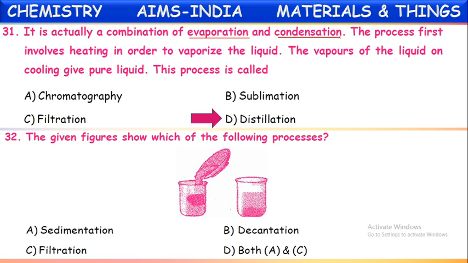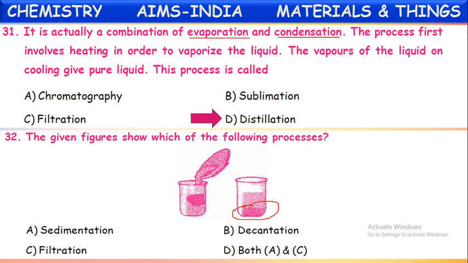the given figure shows which of the following processes? What is the process called here? Observe once here. What are they doing here? First, they have taken a beaker with water. To that, they're adding some sand. After a certain time, that sand is settled down.